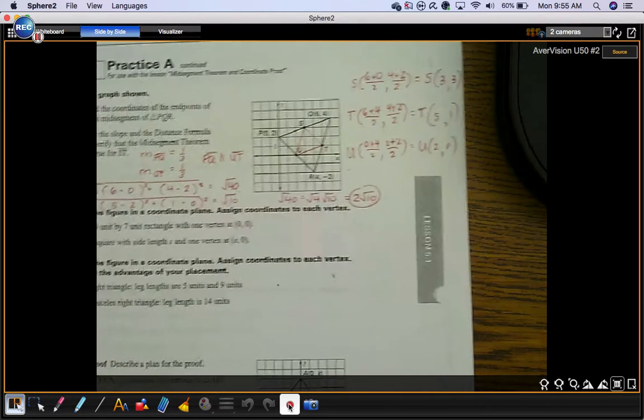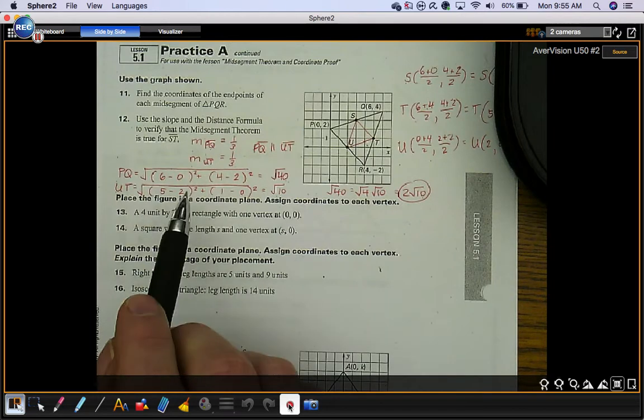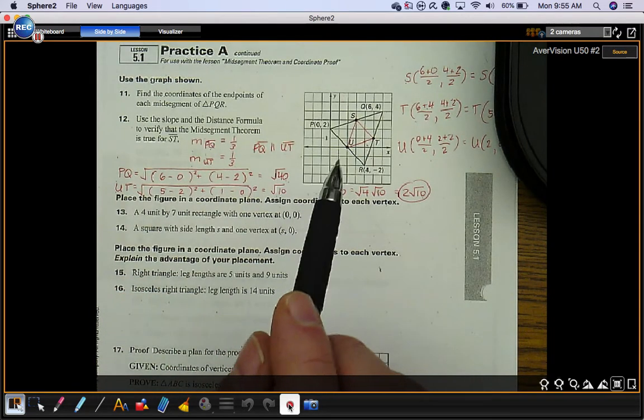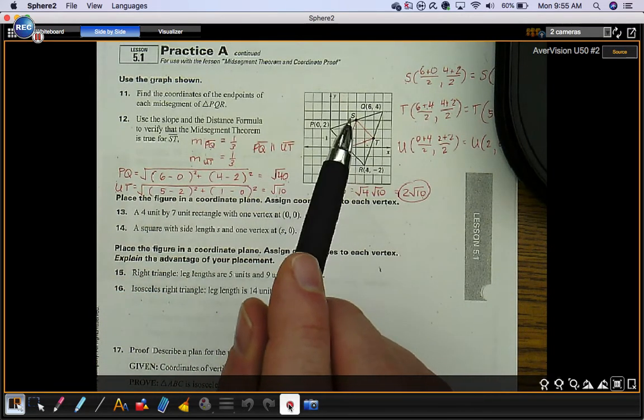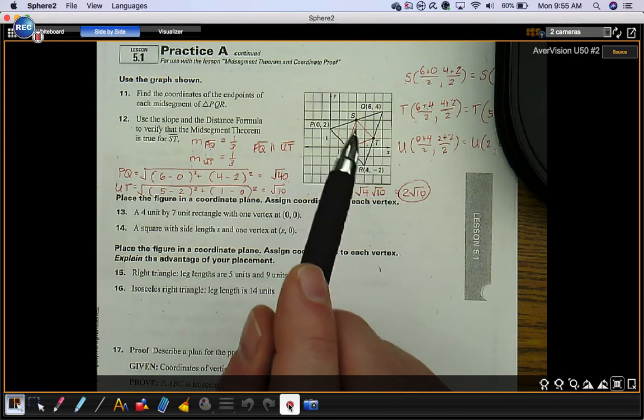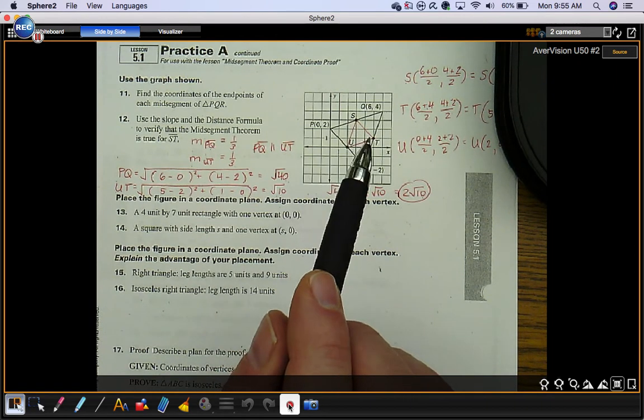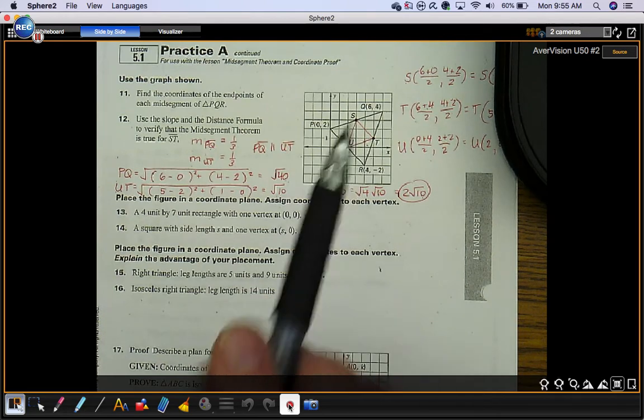And that's your proof. Okay, now for this one, you are not doing this midsegment, or this midsegment, you're doing this one. Okay, so I showed you how to do segment UT, you need to do segment ST.